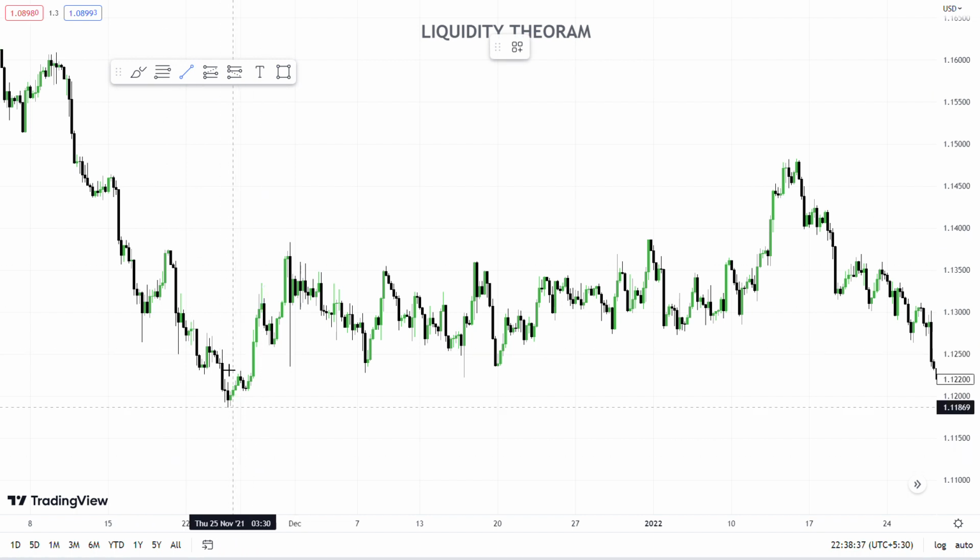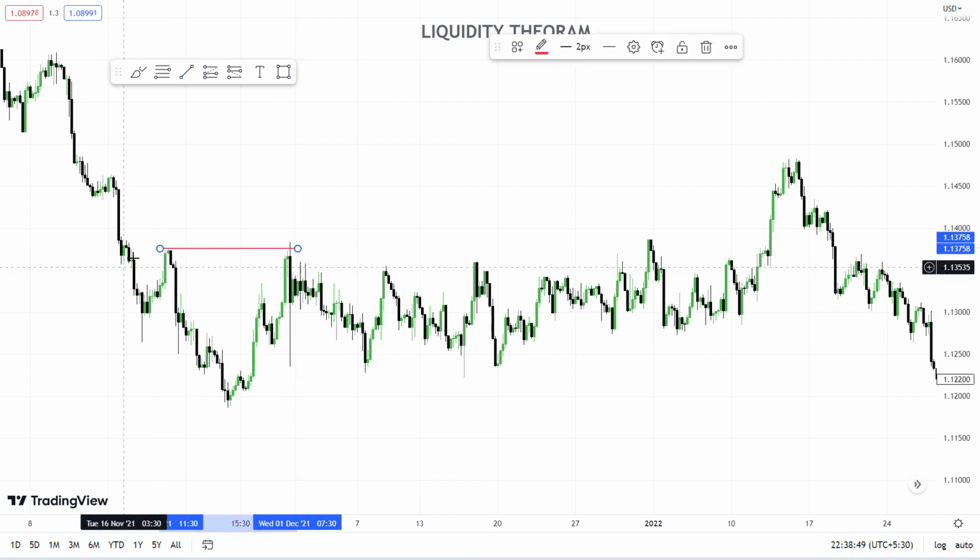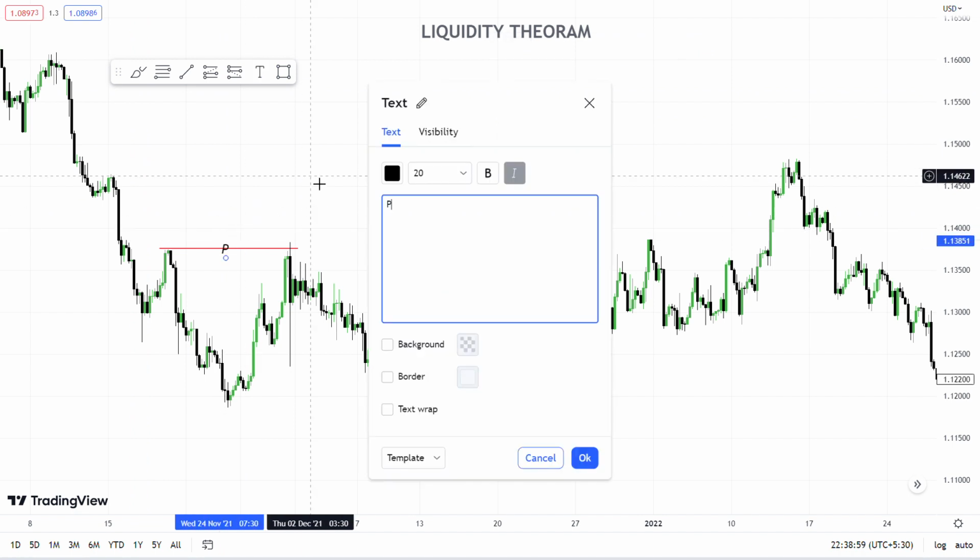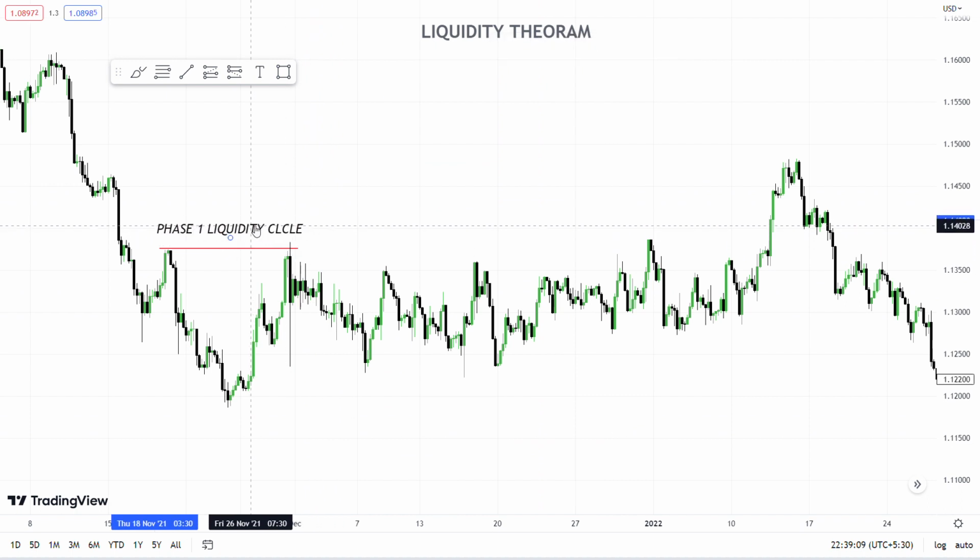As I discussed in the earlier video, the market moves from liquidity to liquidity. If you didn't watch that video, please go and watch it, on how the market moves using the liquidity. This is the buy side liquidity, so the market went lower. At this time the market is in phase 1 of the liquidity cycle, and we should wait for phase 2 of the liquidity.